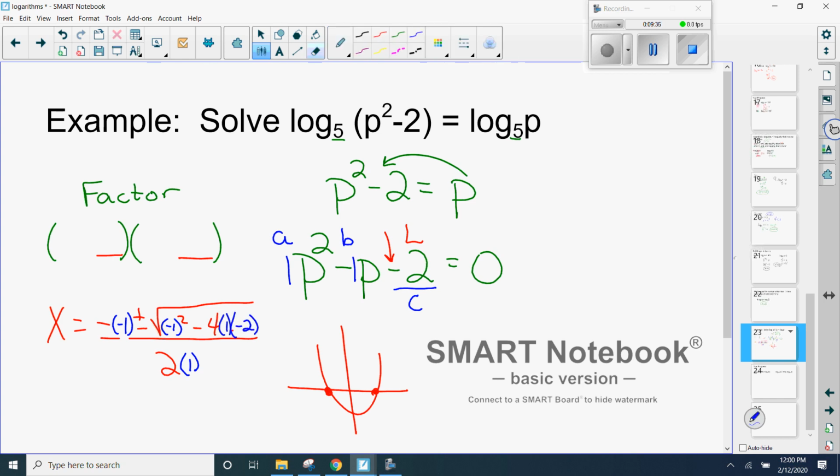You could just type that in your calculator as it stands, or you could say the opposite of -1 is 1, plus or minus the square root of -1 times -1 is 1, -4 times 1 times -2 is 8, all over 2 times 1 is 2. It is positive 8. Yep.